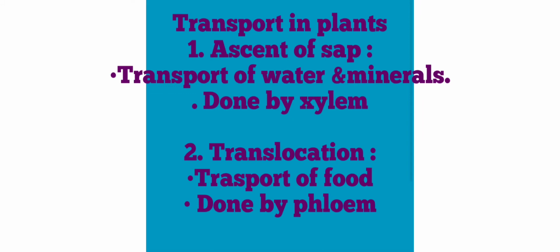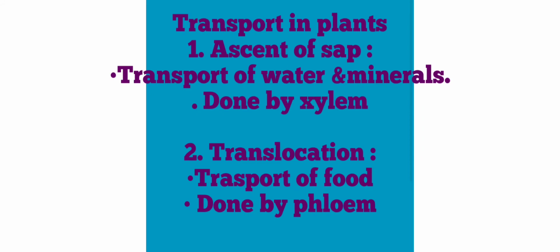Now let us see how transport of substances takes place in plants. In plants also there are two processes through which this takes place. The first process is called ascent of sap, which deals with the movement of water and minerals from roots to all the parts of the body. And the second one is translocation, which is the movement of food materials produced in leaves to all the parts of the body.